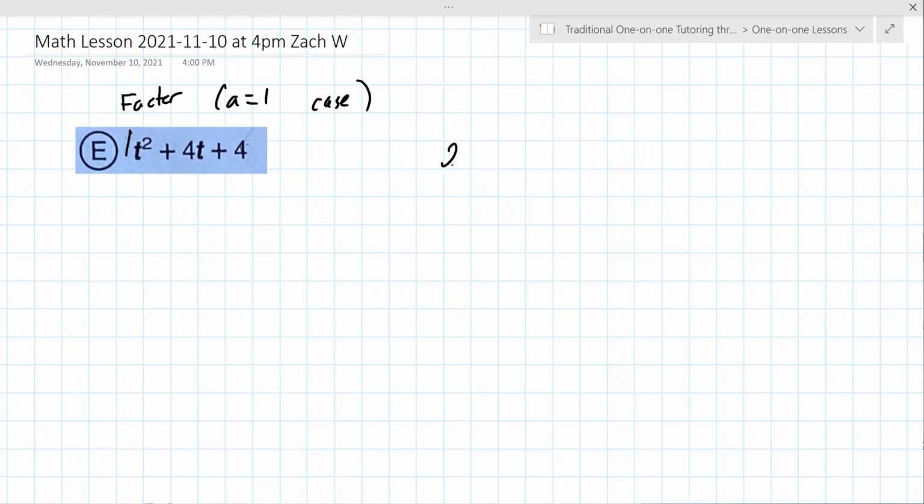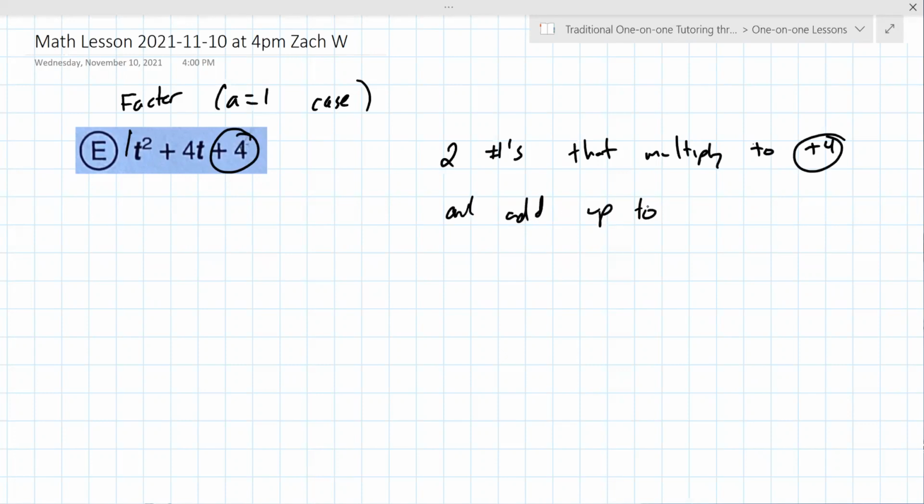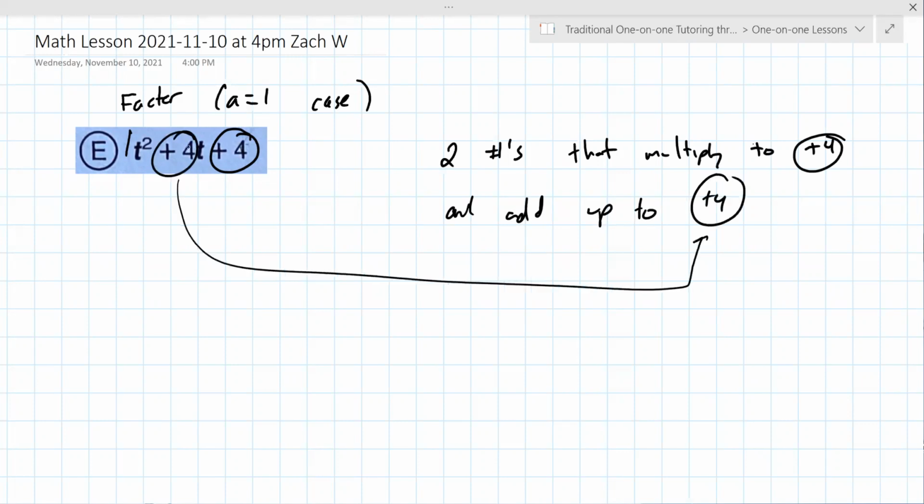You're trying to find two numbers that multiply to +4, and add up to this +4, which is a bad example because this is actually called a perfect square trinomial. So the short of it is you have to find the multipliers of 4. So 1 and 4, 2 and 2, and you ask yourself, do any of these add up to 4?